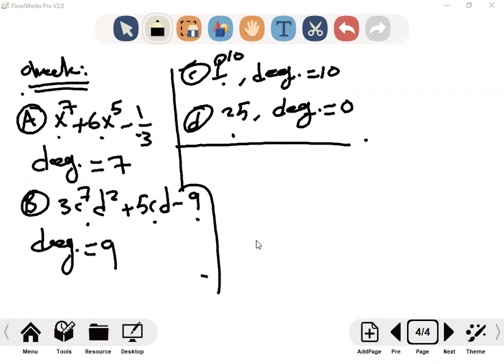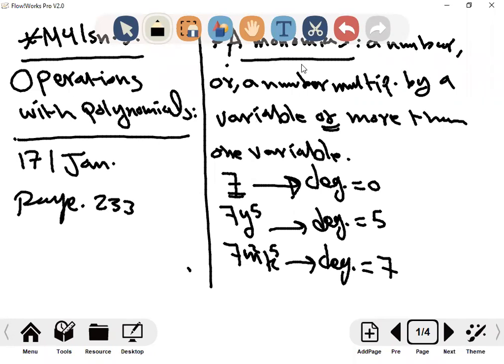25, monomial or polynomial? No, it's a monomial. What's the definition of the monomial? Read the definition. It's a number. It can be a number, or a number multiplied by a variable, or a number multiplied by more than one variable. Like the 7 alone, it's a monomial of degree 0. Here 7 multiplied by a variable. Here 7 multiplied by more than one variable. It can be 3, like 7xyz. This is a monomial. Done?